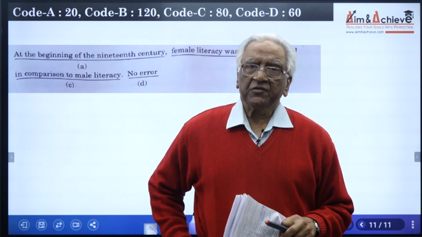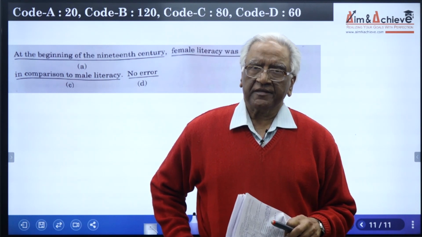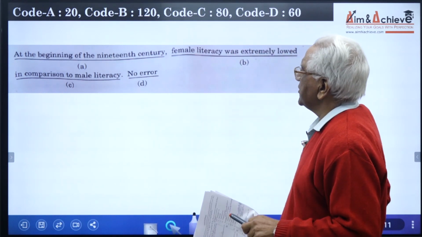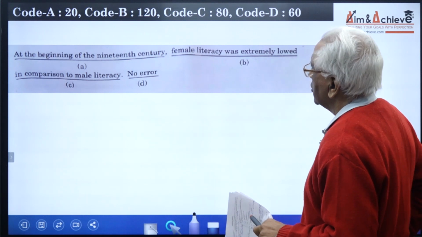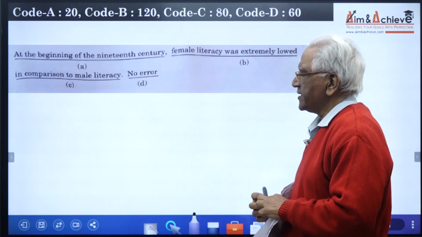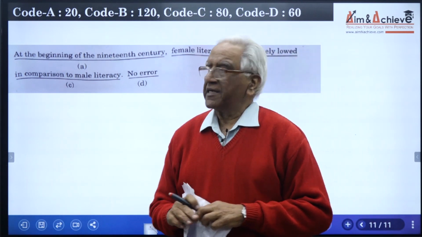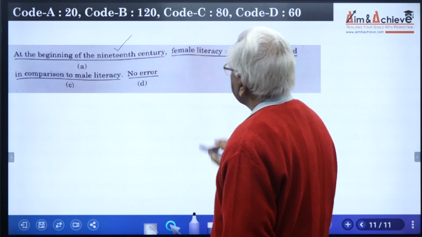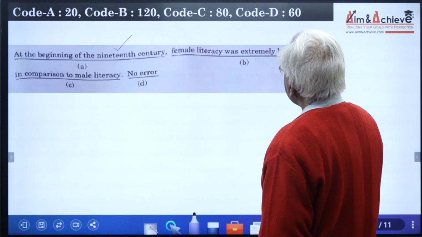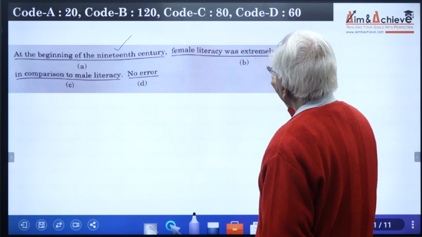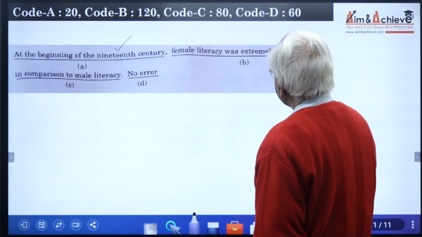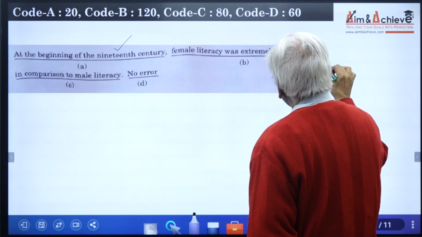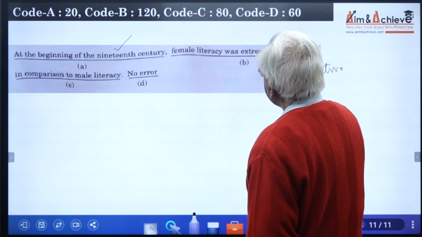Now I will shift to the last question in the section spotting errors. I will briefly read out the sentence for you. At the beginning of the 19th century, female literacy was extremely low in comparison to male literacy. Let us now concentrate on each part. At the beginning of the 19th century, there is nothing wrong with this part. It is right. Female literacy was extremely low. The word load is incorrect. We have to use the word low, which is an adjective. And mark it that extremely is an adverb.